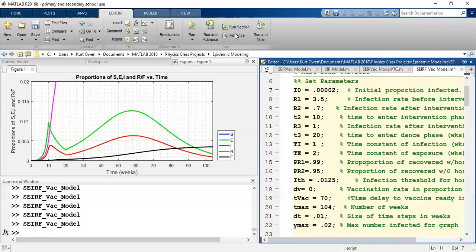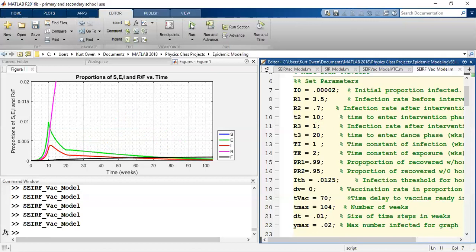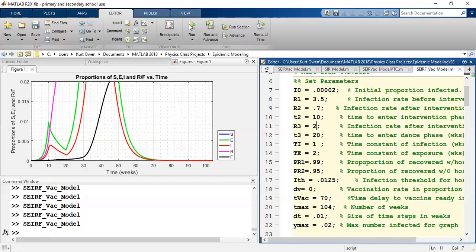In fact, let's make it 1 and see what happens. So you can see that would be very good if we can keep R3 down to 1, but that would actually be very difficult to keep R3 at 1 while opening up the economy. So we're clearly not going to want R3 to be a number like 2, because we can see we go off of the chart with the second wave, and 2 is much less than the original infection rate.